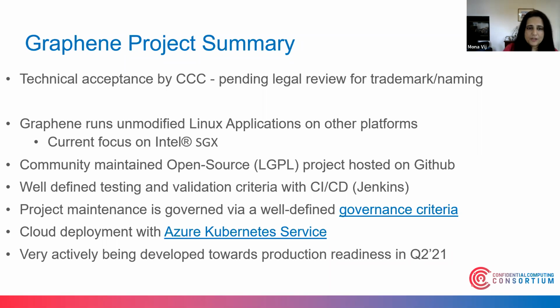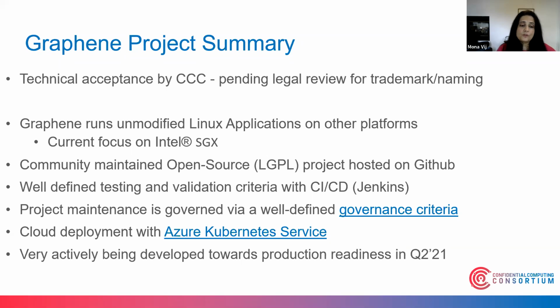Graphene is a library OS designed to run unmodified Linux applications on other platforms. While our current focus is on SGX, the project is intended to be much broader and can support other architectures as well as operating systems. It's a community maintained open source project under the LGPL license. And the project has well-defined testing and validation criteria. We have CI/CD running on Jenkins, and we also have a clearly defined governance structure for project development and maintenance.